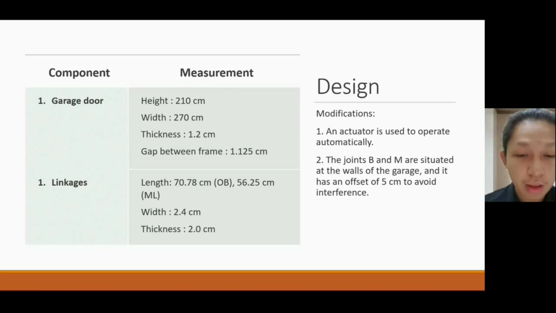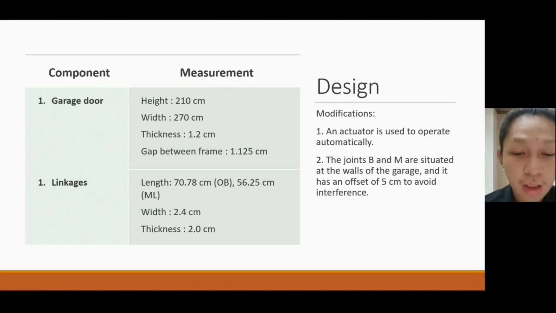The height of the door was chosen to be 210 cm, considering the average car width is 190 centimeters, which chose to have the door width to be 270 centimeters, so that it is wide enough to have space for the car to enter, as well as when the car door is open. The gap between the frame is 1.125 centimeters. It is found by tracing the movements of the door relative to the complex triangle link. It is found that the clearance needed between the door and the top of the door frame is around 0.6 centimeters. Thus, we added an extra clearance, making it 1.125 centimeters.